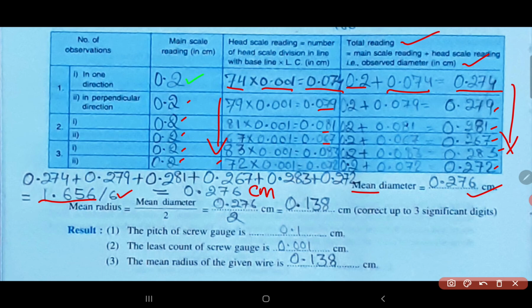But my motive was to find the radius. So therefore the diameter is being divided by 2, thus I am getting 0.276 by 2, which comes up to 0.138, right. So thus my 3 objectives are fulfilled now, and I am writing them in the form of result. The pitch of screw gauge is 0.1 centimeter, the least count of the screw gauge is 0.001 centimeter, and the mean radius of the given wire is 0.138 centimeter.